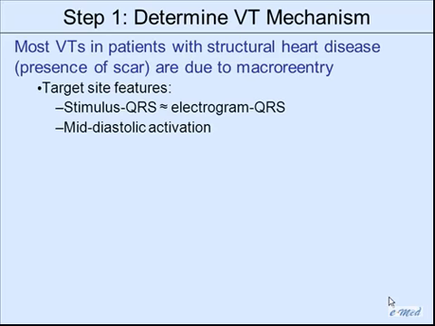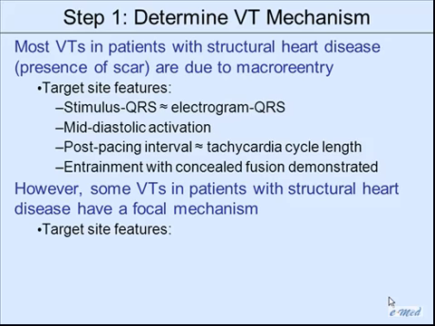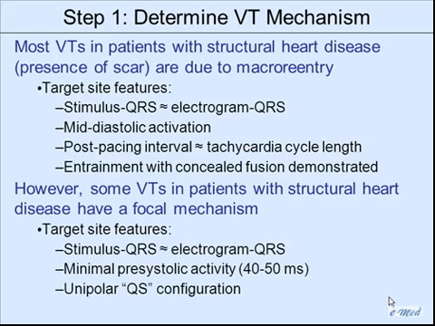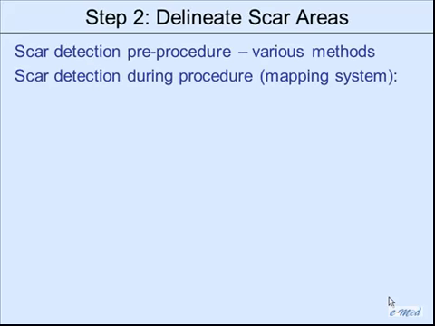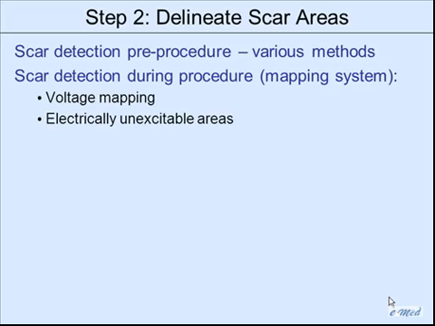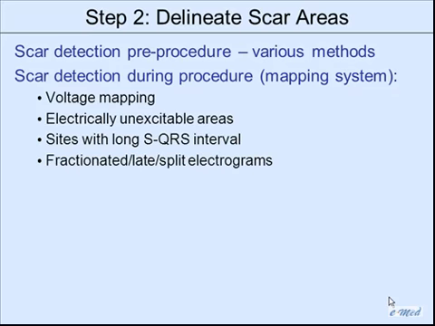Then we determine VT mechanism. This is very straightforward stuff, and I won't spend much more time on that. Then delineating scar areas. During the procedure, voltage mapping is useful. Electrically inexcitable areas are useful. Sites with a long stimulus to QRS and certainly fractionated later split electrograms, but these two top ones are very devious because our mapping systems are good at identifying low voltage and good at saying we can't stimulate there, but that doesn't mean that that's scar.